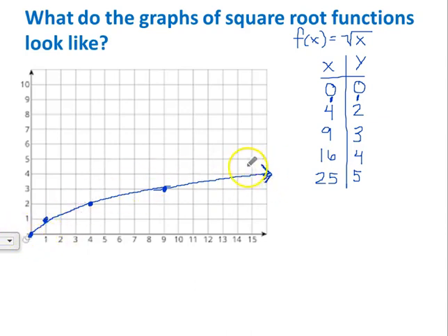And remember, the reason why I didn't have any negative values is because we can't take the square root of a negative number. So I only included positive values here. So we get this curved shape for the square root function. I'm going to go on to the next slide now.